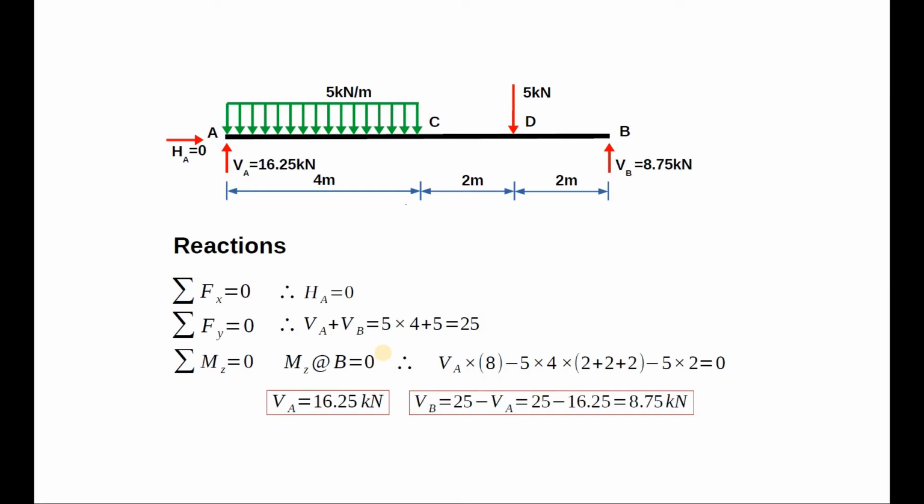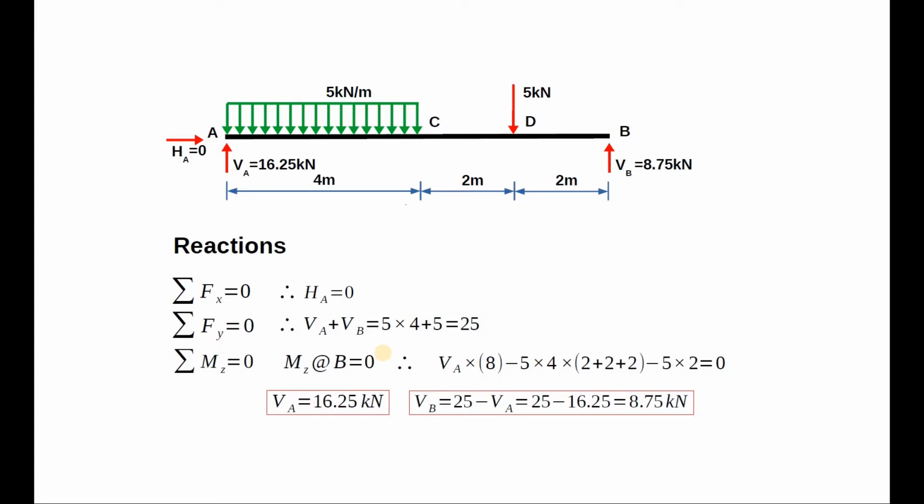The second term, 5 into 4, represents total load or total magnitude of the UDL. The intensity of the UDL is 5 kilonewtons and it is distributed on 4 meters. So the total load is 5 into 4, that is 20 kilonewtons. It can be easily understood that the total load, 20 kilonewtons, is acting at the CG of the uniformly distributed load.